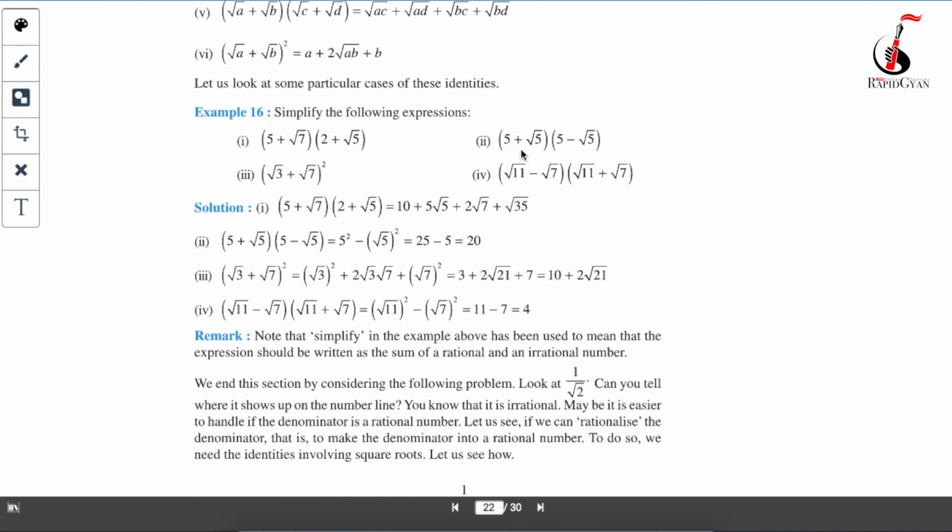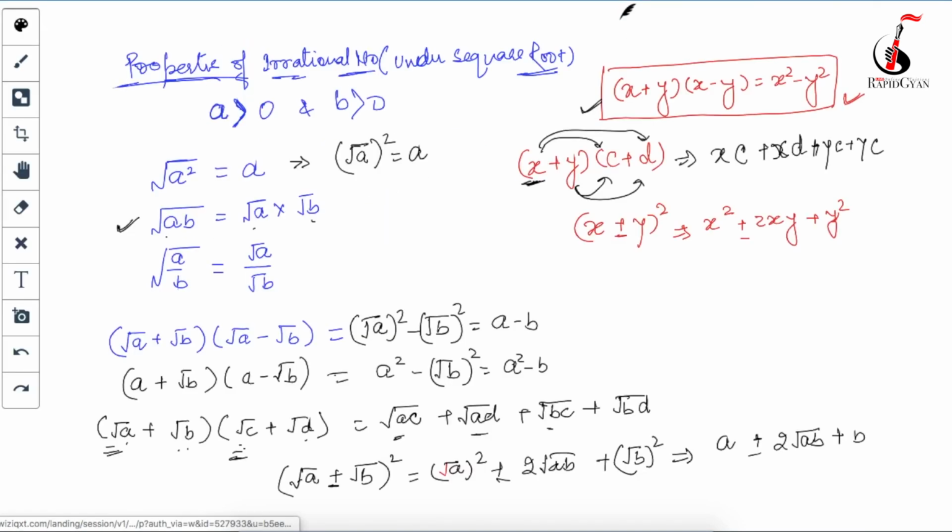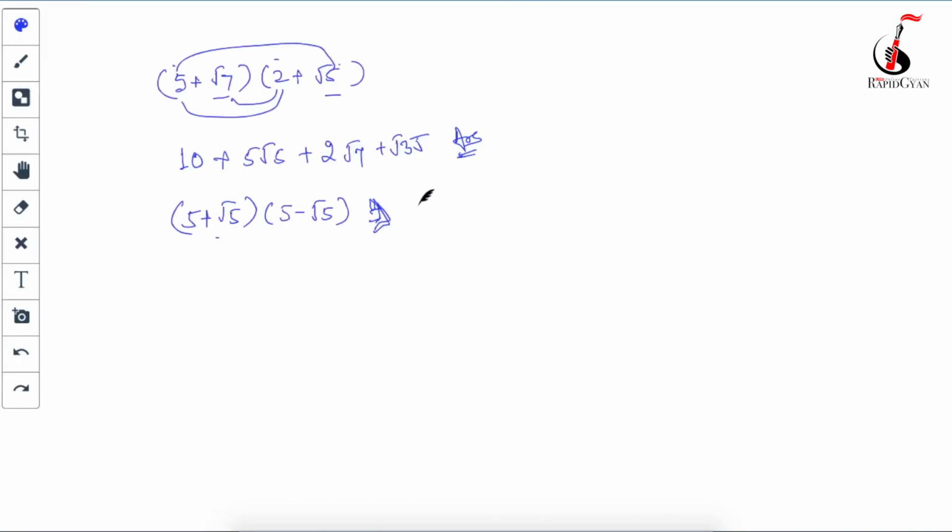Next, 5 plus root 5, 5 minus root 5, but it's very simple. 5 plus root 5 and 5 minus root 5. I've told you x plus y, x minus y means x square minus y square. This formula, the first formula. So this will be 5 square, which is 25, minus under root 5 square, which is your 5. So 25 minus 5 will give you beta 20. That's your answer. Hope you guys understand this.